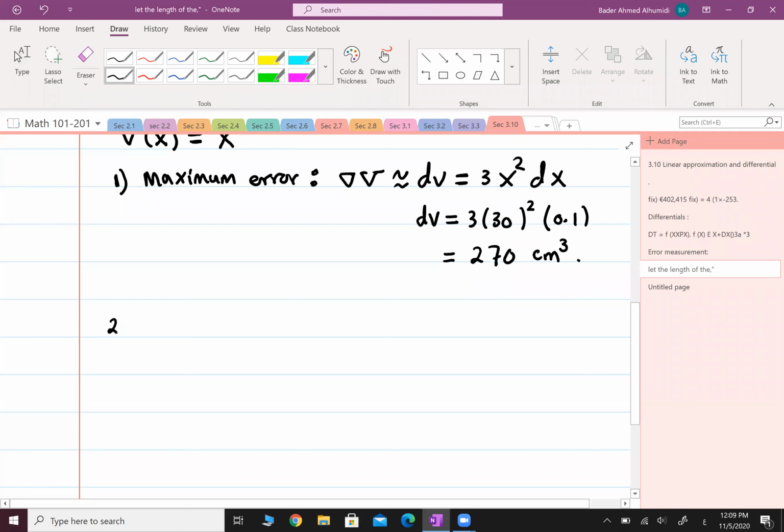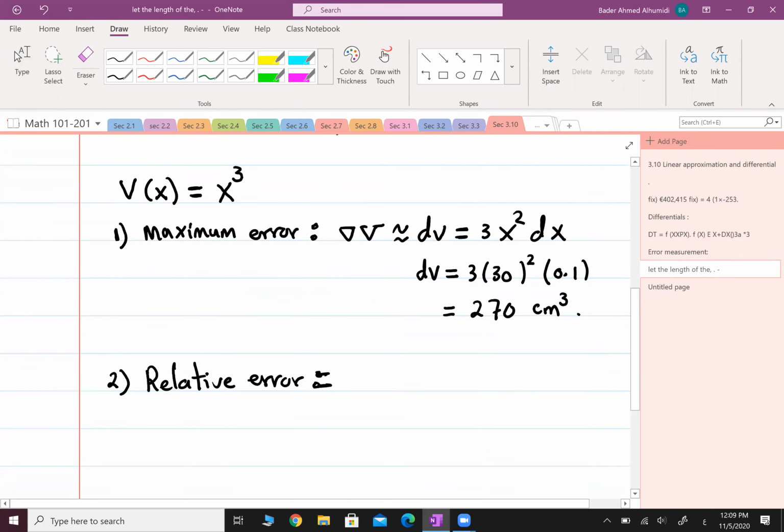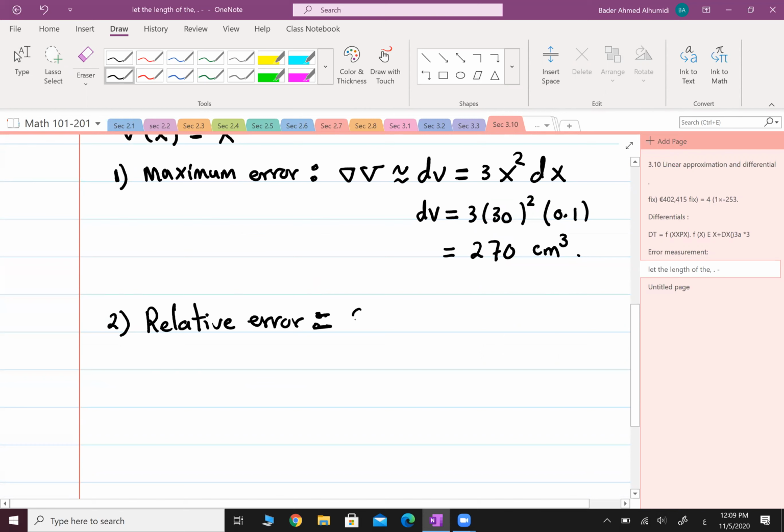The second part, he said, find the relative error. What is the relative error in the measurement of this volume if we use this kind of error we have in the measurement of the side x? Of course, by the definition, the relative error is delta V over V. So it will be approximately dV over V, which is equal to, now you need to substitute by dV in the numerator.